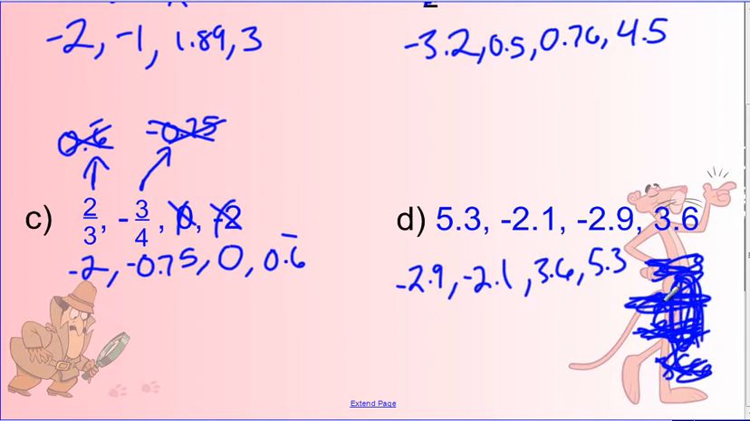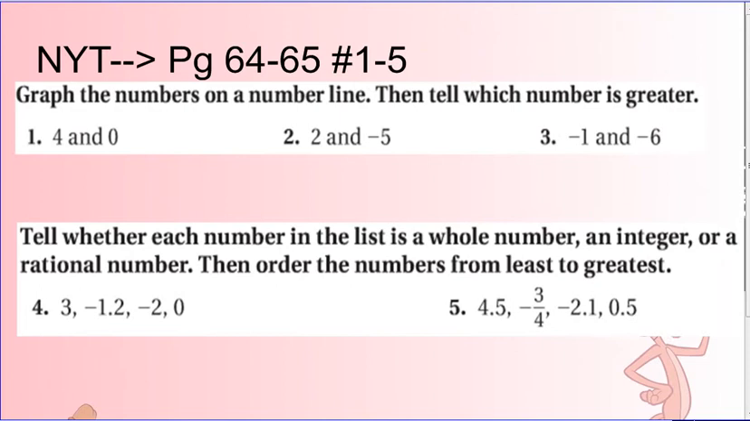Okay, so being able to put decimals and fractions and whole numbers and positives and negatives in order from least to greatest is a good skill to have. I would like you to do numbers 1 through 5 from the textbook. They come from page 64 and 65. Go ahead, pause the video, do these 5 problems on your own. When you're ready to continue, hit play, and we'll go through them together.